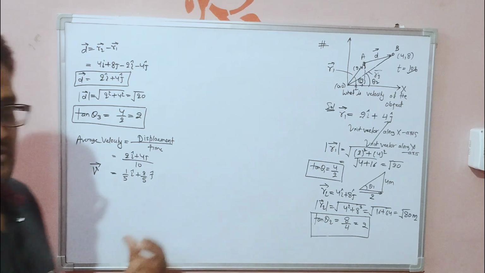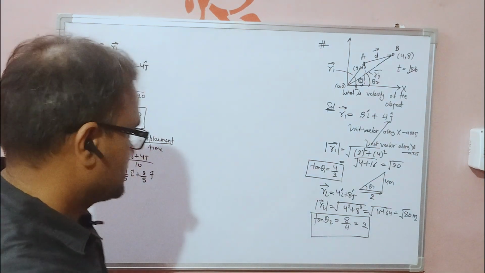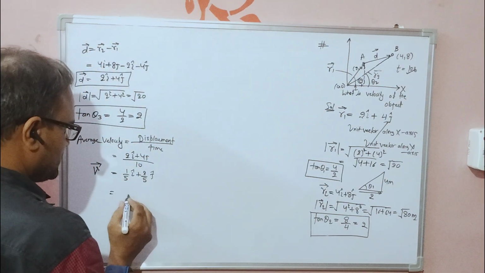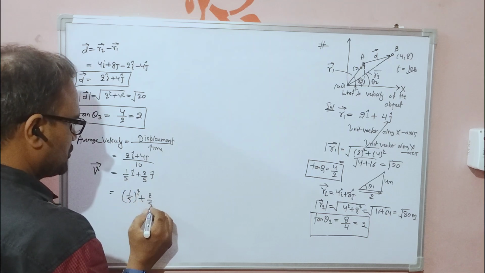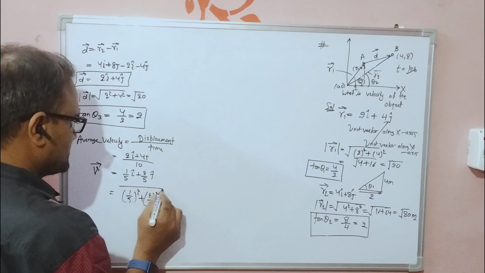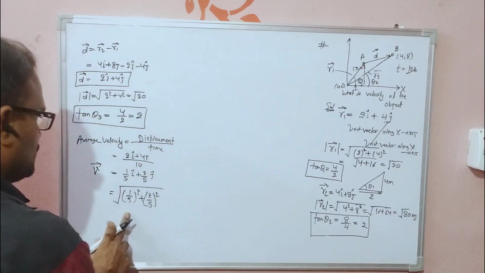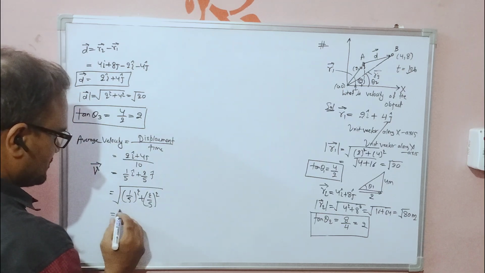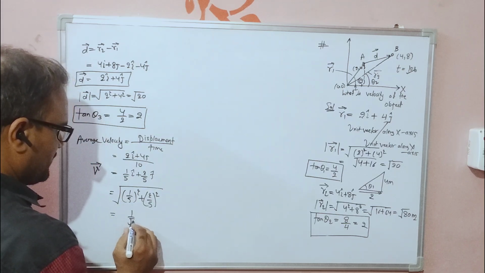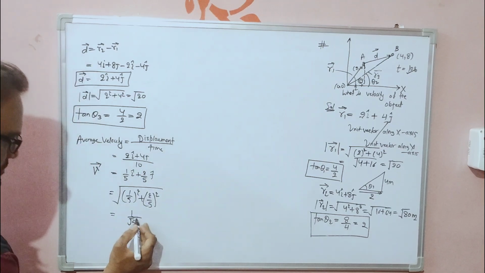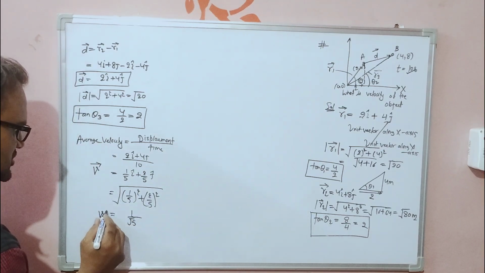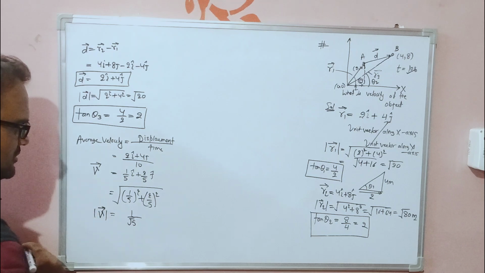Now let's find out the magnitude of this. So the magnitude will be the square root of 1 over 5 squared plus 2 over 5 squared, and it will give me finally 1 over square root of 5, right? So this is the magnitude.